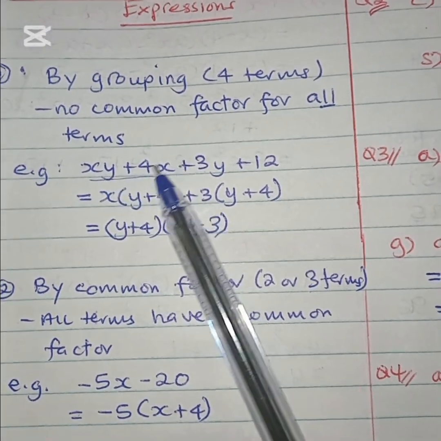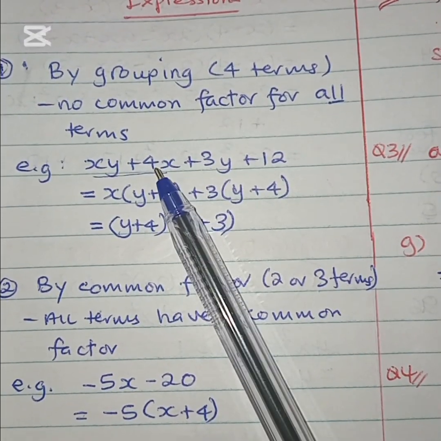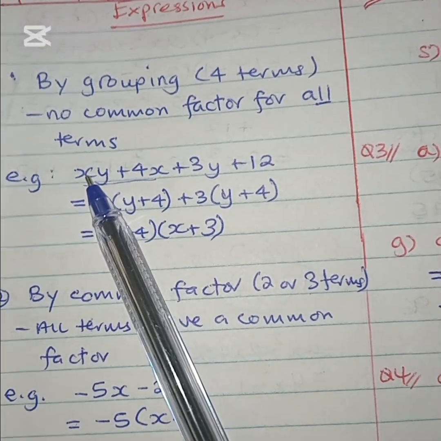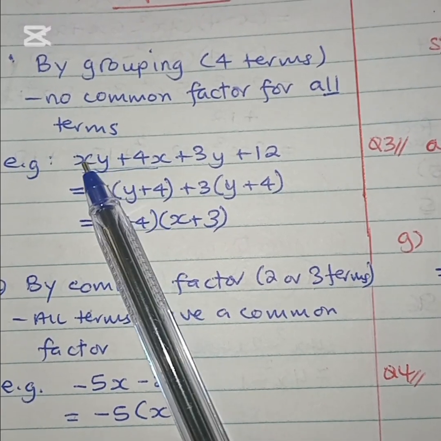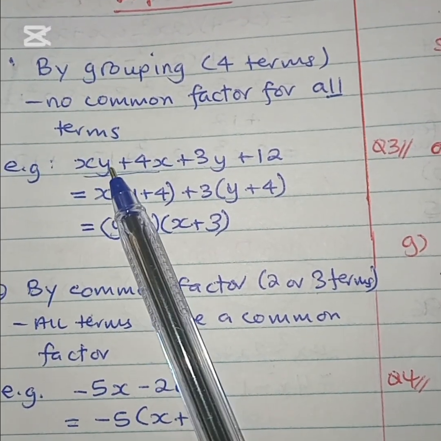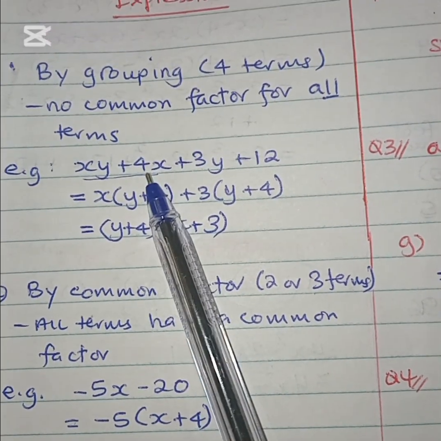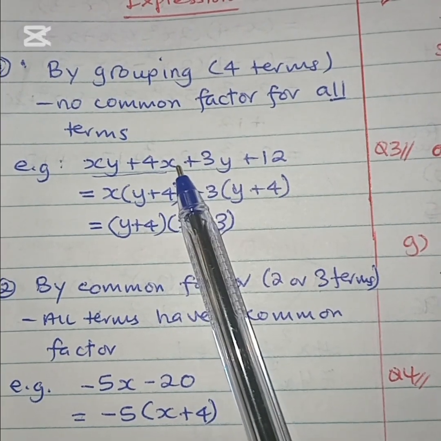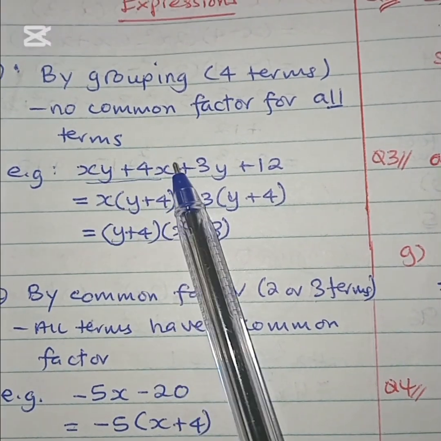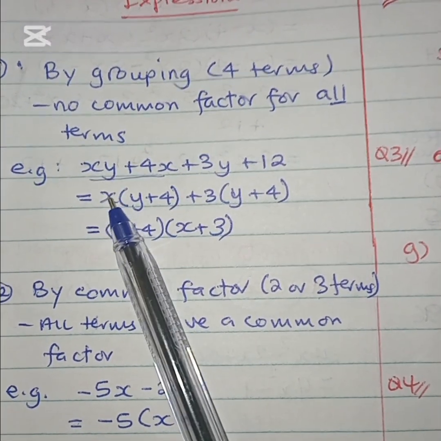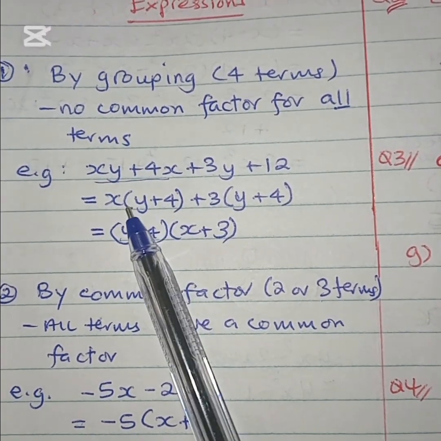And take note, factors are numbers that multiply together to give an answer. So xy is a term which came from x times y. So x and y are factors of xy. Just like 4 times x gives 4x, 4 and x are factors of 4x. So if you look at these two, their common factor is x. So put the common factor outside, and we put the other uncommon factors inside the bracket.